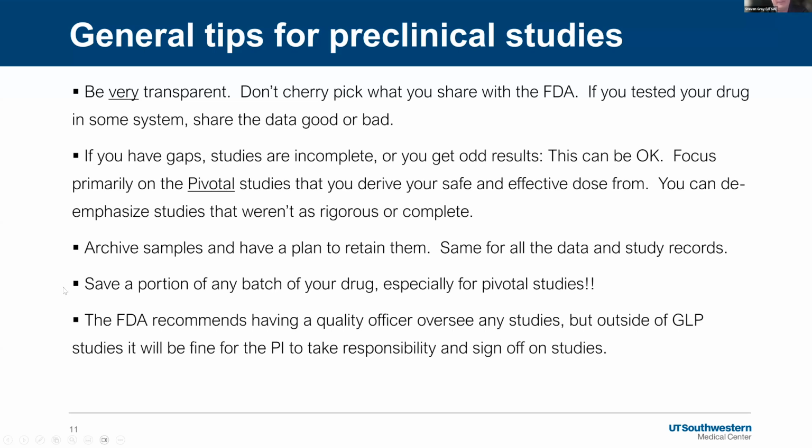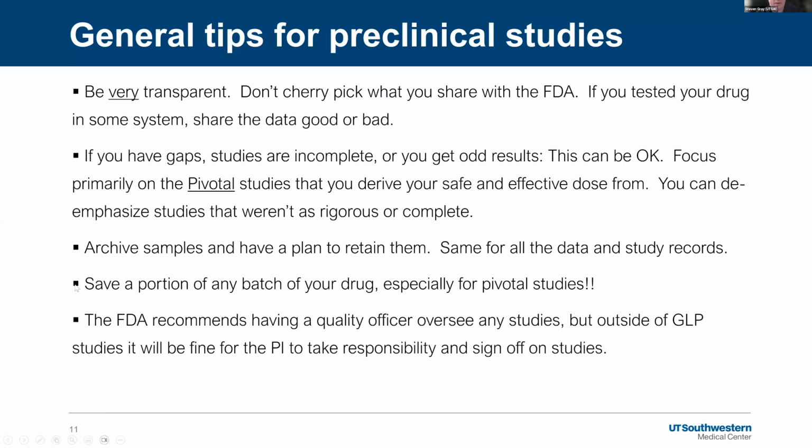One thing I can't emphasize enough is save a portion of any batch of your drug that you make, especially if it's being used for pivotal studies. If you can go back and do analytical comparability of different batches, then a lot of times that helps you mesh together and make sure that all of your doses are calculated properly. And if you don't have that, you're at risk of getting asked to redo a study.